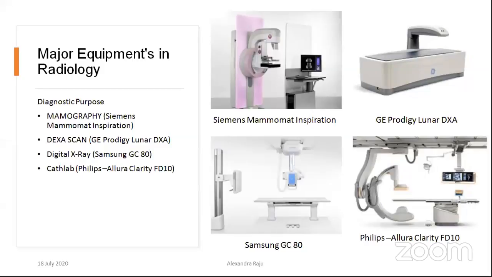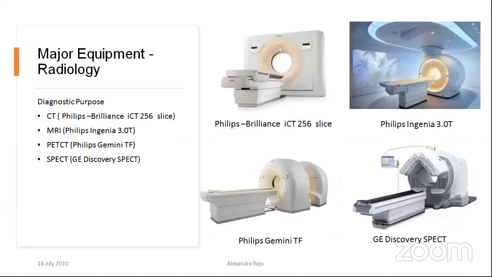Let's see all the images first of all. The Philips Brilliance iCT 256 slice, previous slide. So it's a CT machine with 256 slices, and the 3 Tesla MRI. Next one, the Philips Gemini TF, which is a PET-CT. We can see the model of a GE SPECT with two gamma cameras.